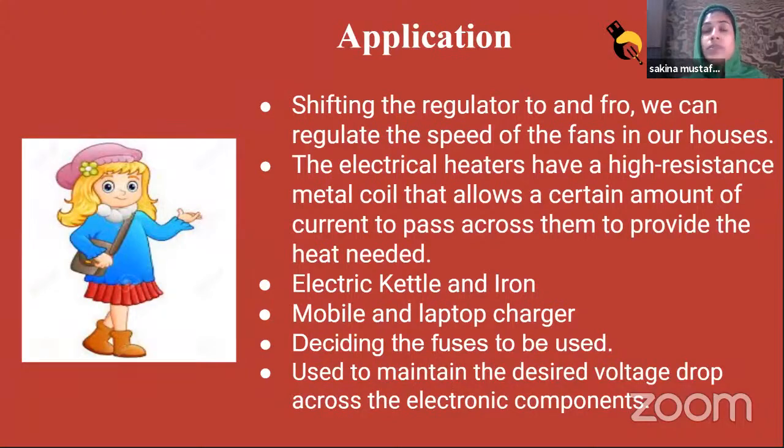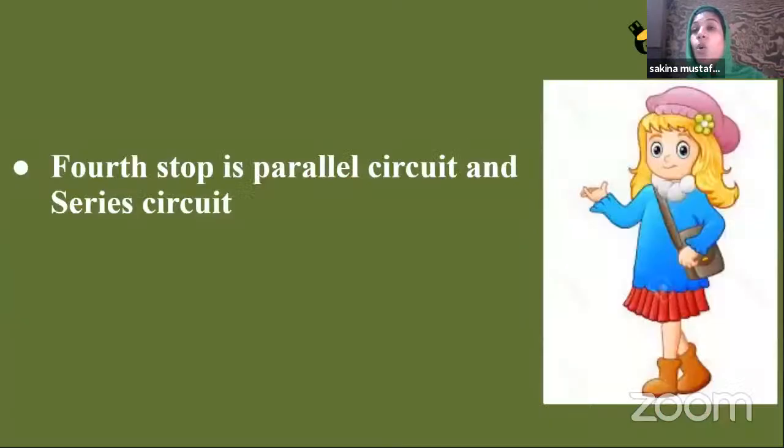Even the fuse at our home: sometimes too much voltage or current is passing, and the fuse goes out, right? We say the fuse has blown, and then we check the fuse, because the resistance is unable to tolerate so much voltage and current. So these fuses are used at our homes so that they won't damage our appliances. Generally, the application of Ohm's law is to maintain the desired voltage drop across the electronic component. The voltage drop around the component can all be calculated using Ohm's law. So this was all about Ohm's law.